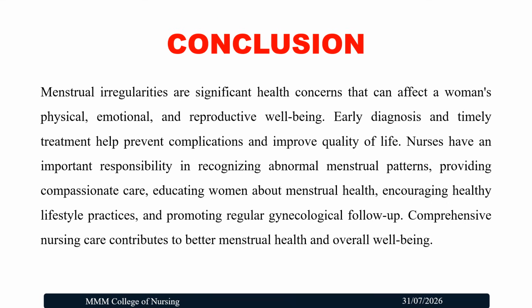Conclusion: menstrual irregularities are significant health concerns that can affect a woman's physical, emotional, and reproductive well-being. Early diagnosis and timely treatment help to prevent complications and also to improve the quality of life. Nurses have an important responsibility in recognizing abnormal menstrual patterns, providing compassionate care, educating women about menstrual health, encouraging healthy lifestyle practices, and promoting regular gynecological follow-up. Comprehensive nursing care contributes to better menstrual health and overall well-being.